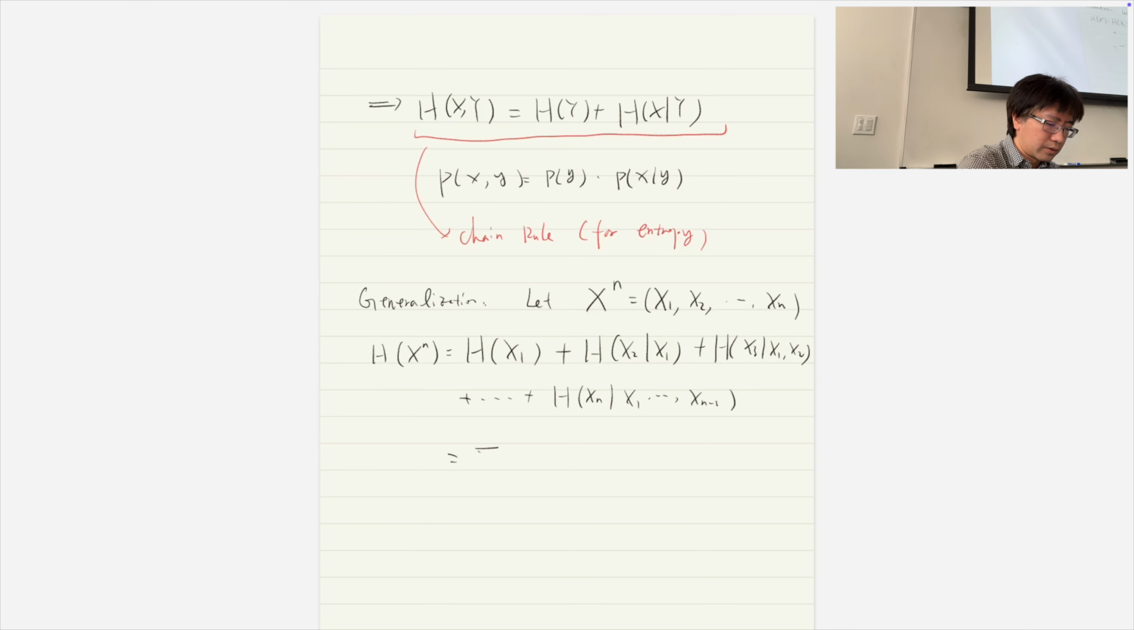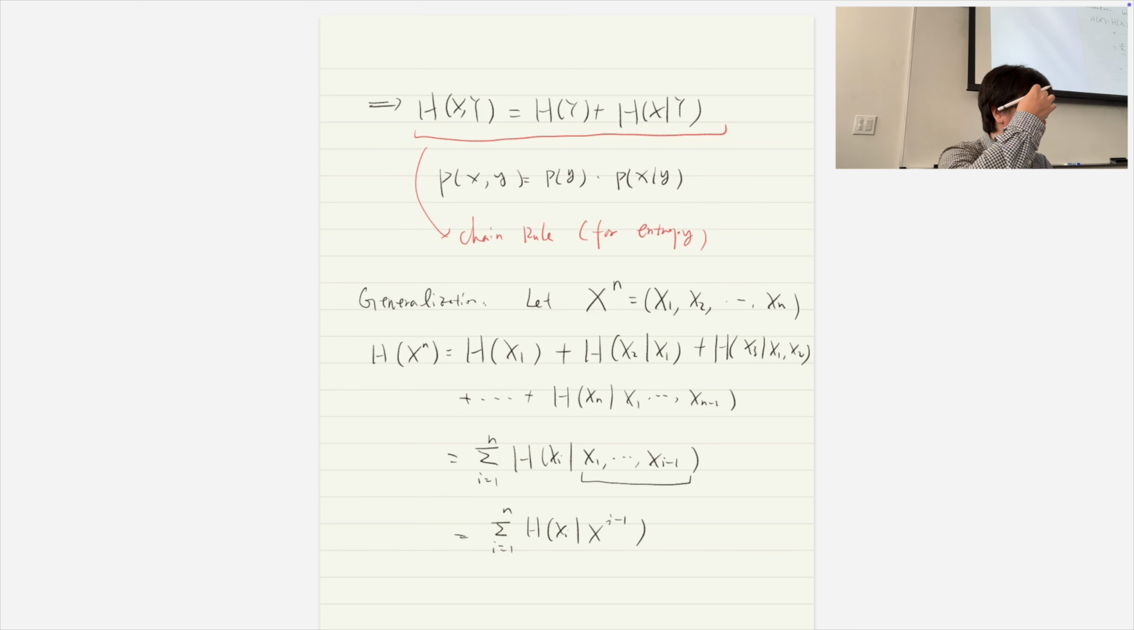So basically this equals the summation over i from 1 to n of H(xi given x1 until xi minus 1). Then we have this notation, so we could combine that. So this equals the sum over i from 1 to n of H(xi given xi minus 1). So this is the chain rule for entropy, for joint entropy.